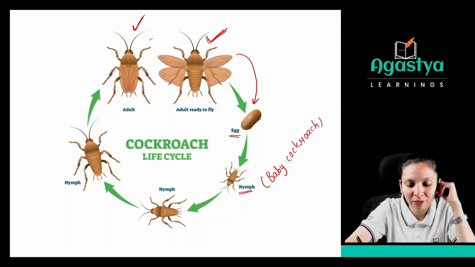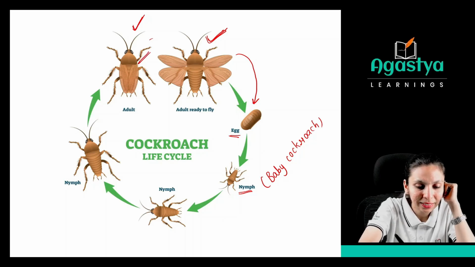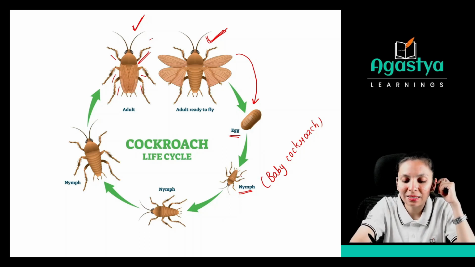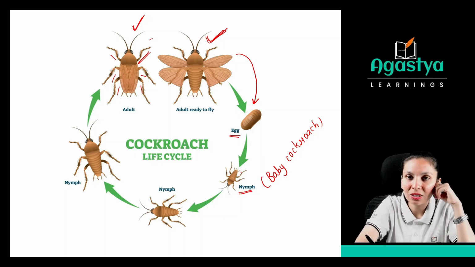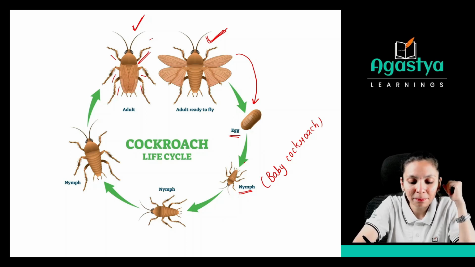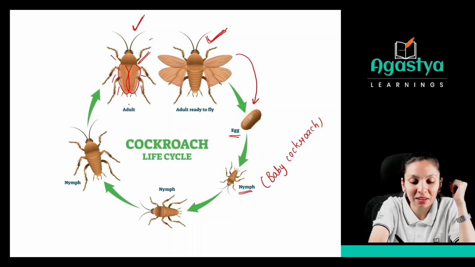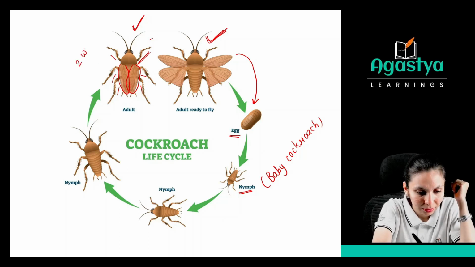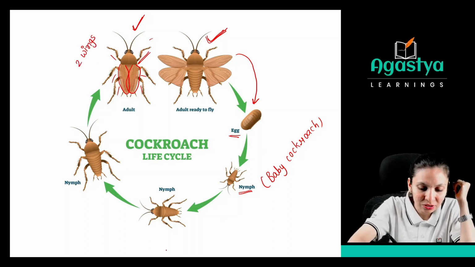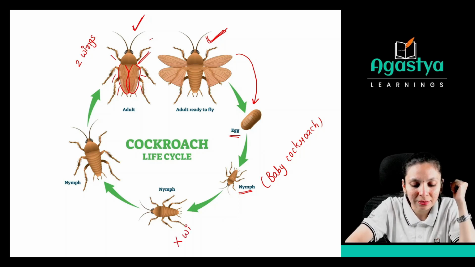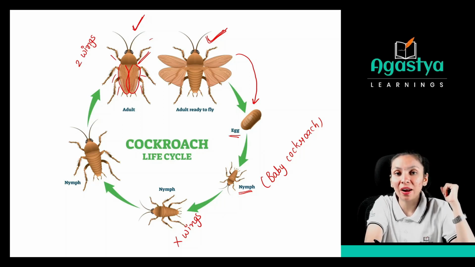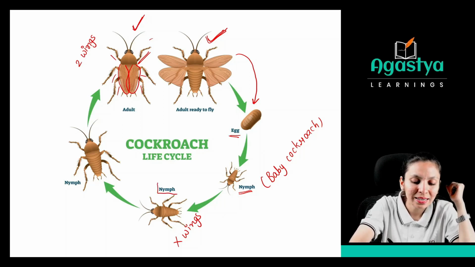So what is the structural difference? As you can see, there are 6 legs, right? Or you can say 3 pairs of legs are there. This also has 3 pairs of legs. But what is the difference between these two? As you can see, this adult cockroach has 2 wings. But in this structure, no wings. Although they have legs, they do not have wings to fly. So that structure is called a nymph.